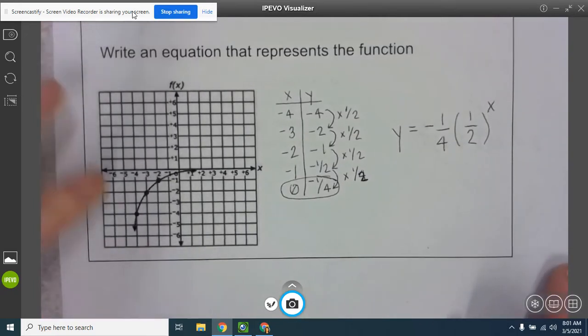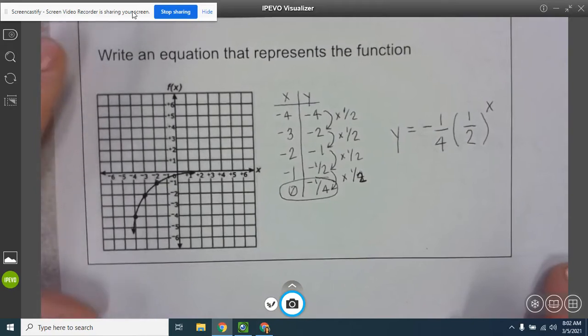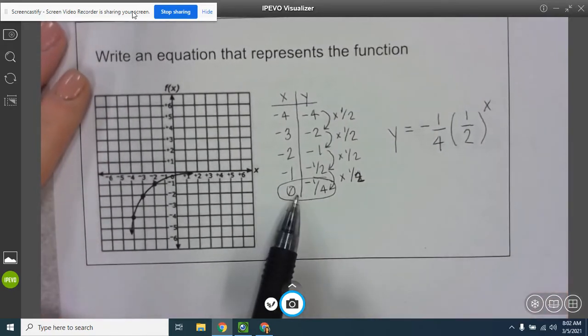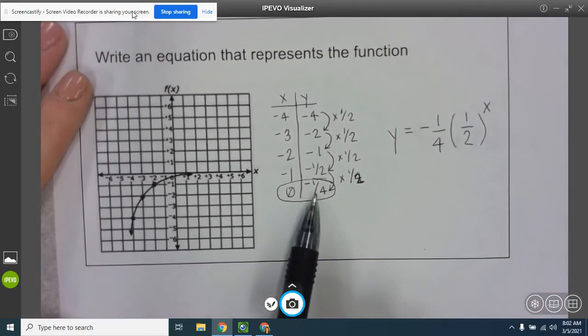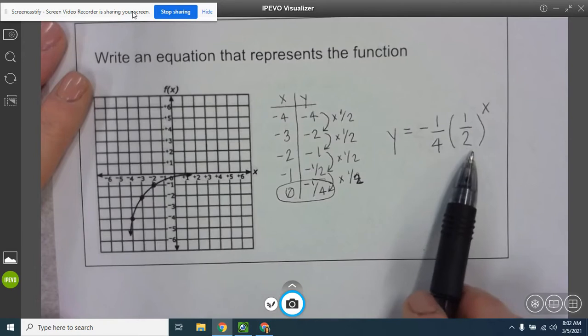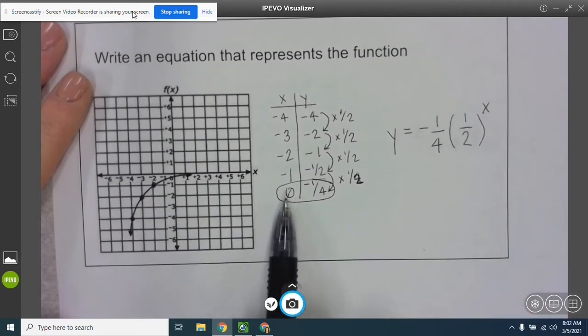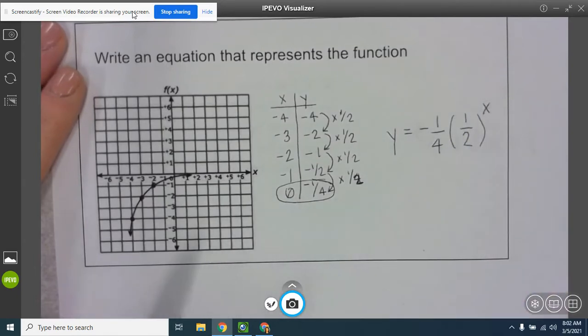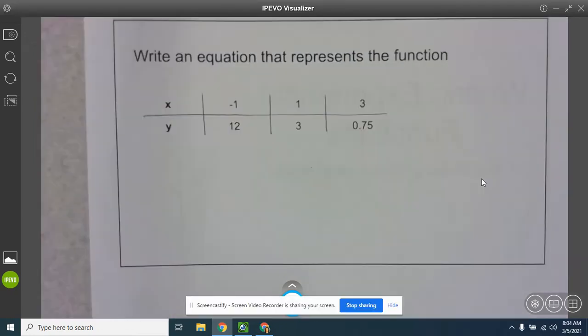So that's how I would go about writing a function from a graph. I want to find my y-intercept. I'm going to use that output as my coefficient. I'm going to use the pattern inside of the parentheses, and then if I'm using my y-intercept, x will be my exponent. All right, so next we have a table.